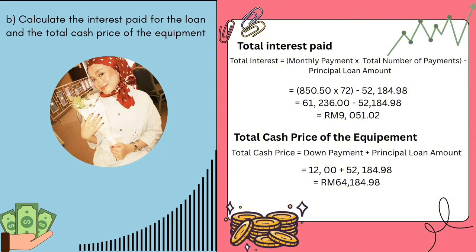In conclusion, Sarah borrowed 52,184 ringgit and 98 cents from the bank, paid 9,051 ringgit and 2 cents as interest, and the total cash price of the equipment is 64,184 ringgit and 98 cents.